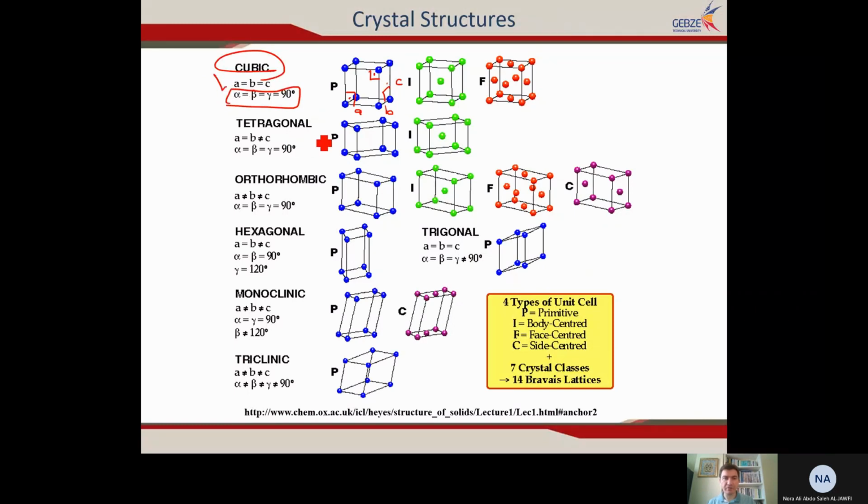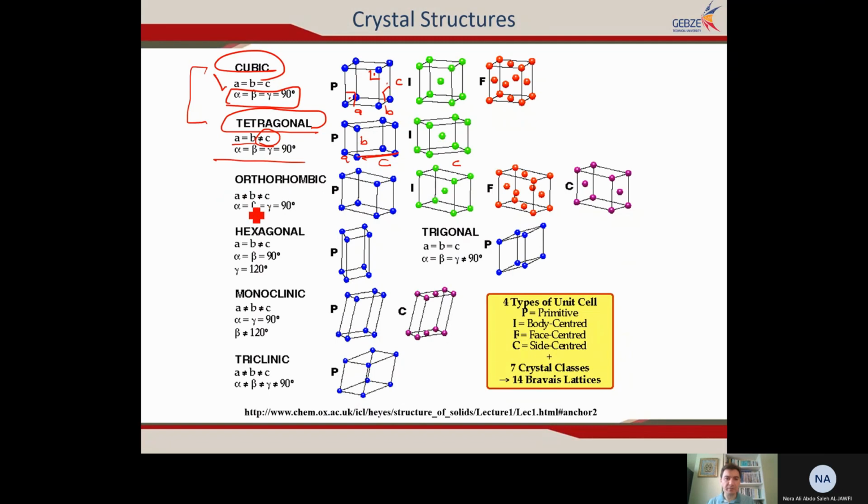Tetragonal crystal structure is also very common. So what is the difference between cubic and tetragonal? Angles are same, A and B are same, but only C is different from A and B. So let's consider here we have A and B. They are equal to each other, but here we have a longer C. A longer C in case of tetragonal. So you can consider that cubic crystal structure is distorted a little bit. It is elongated, let's say.